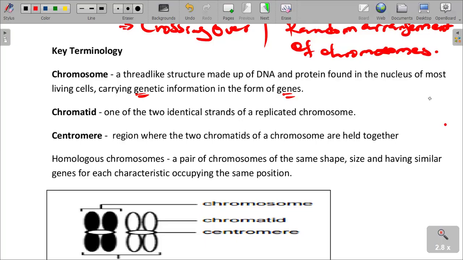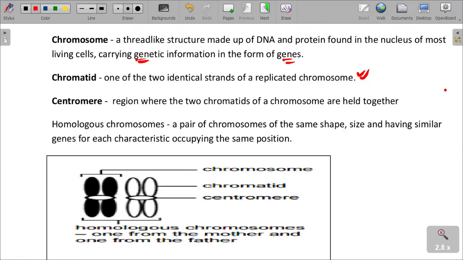So now, chromatid: one of the two identical strands of a replicated chromosome. When we look at a chromatid, we consider it a single piece of a chromosome, an identical strand of a replicated chromosome. I'm going to show you this through some diagrams on the board.